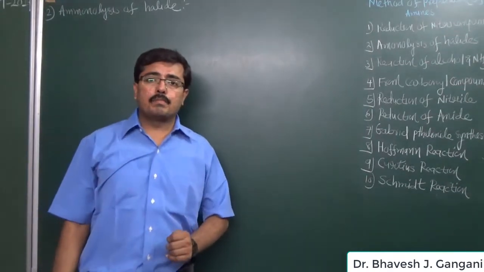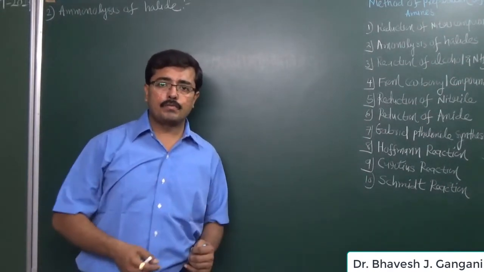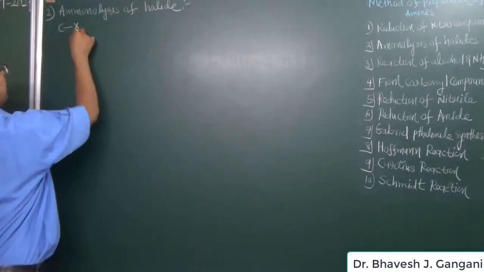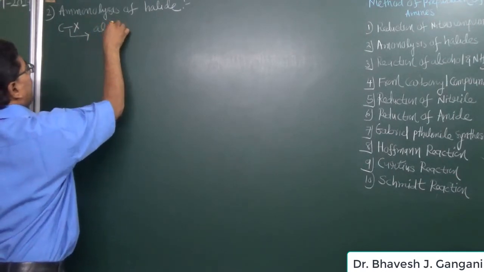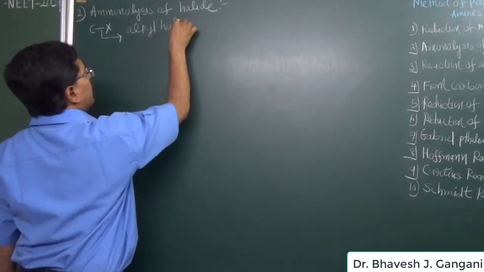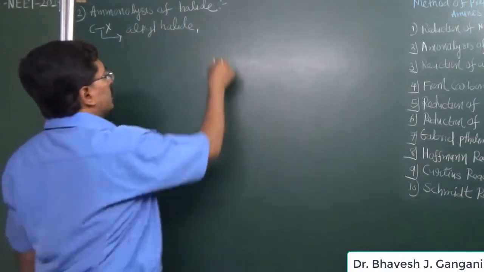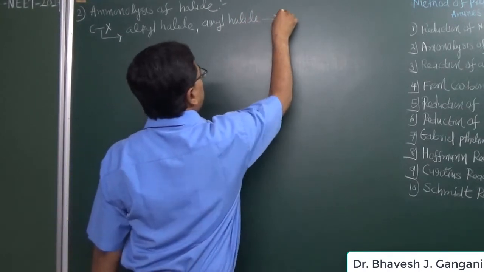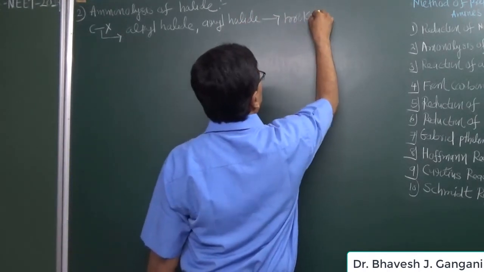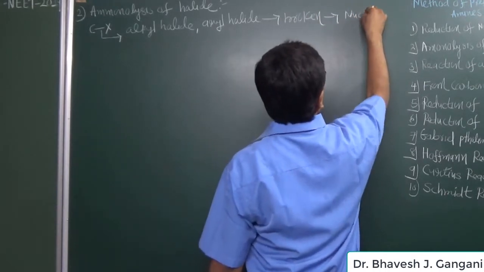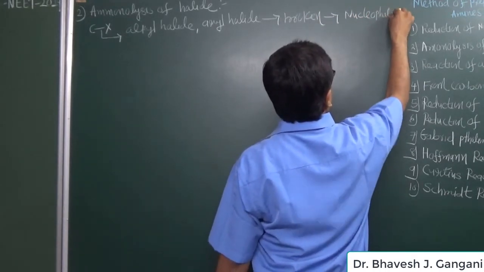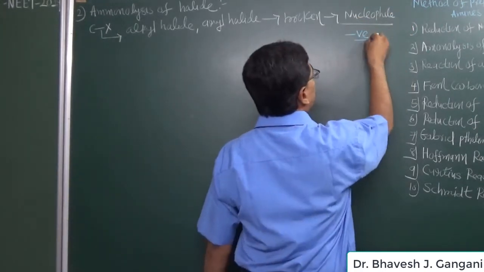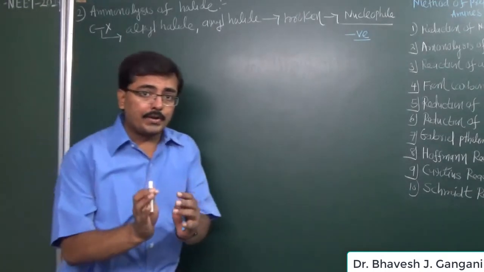Now the second method of preparation of amine compounds is ammonolysis of halide. Now we know very well that the carbon halogen bond in an alkyl halide as well as an aryl halide is comparatively weak. So this carbon halogen bond of alkyl halide or aryl halide can be broken by use of a nucleophile. You know very well what is meant by nucleophile: any negatively charged species which has a tendency to donate an electron pair is known as a nucleophile.